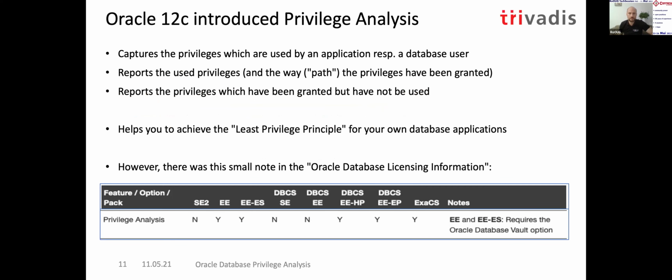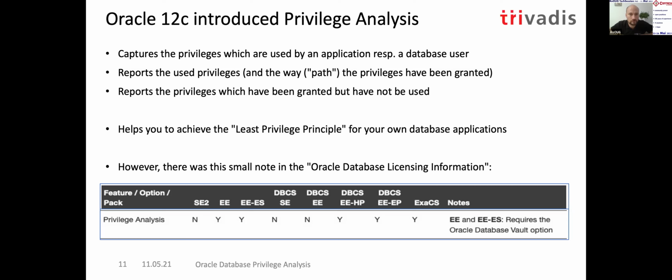Privilege analysis was introduced with Oracle Database 12c, and the idea is to capture all the privileges which are used by an application. Then you can report the privileges which have been used during your tests, and on the other hand, the privileges which have not been used during the test period. And later on, you can create your own grant statements, create your own roles to achieve this least privilege principle. Sounds good.